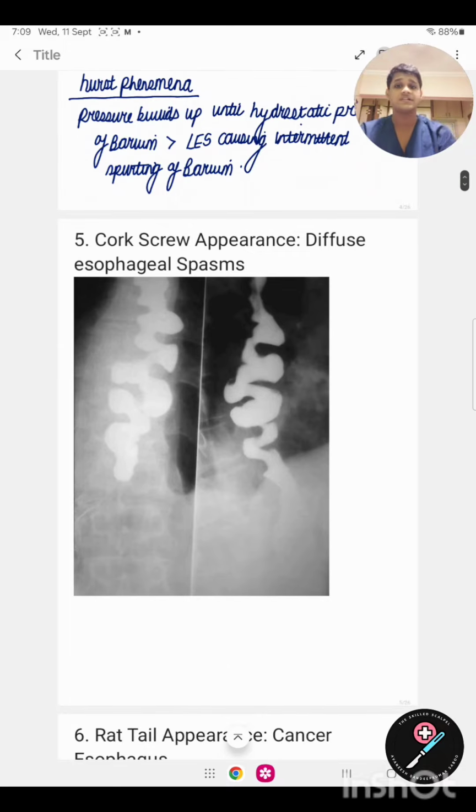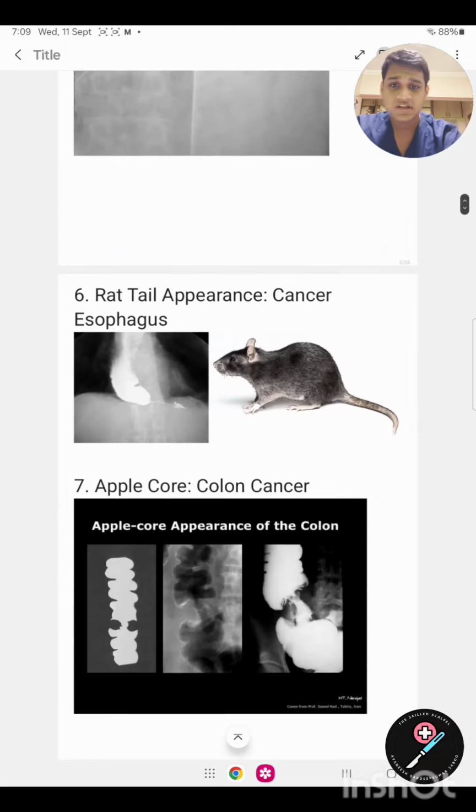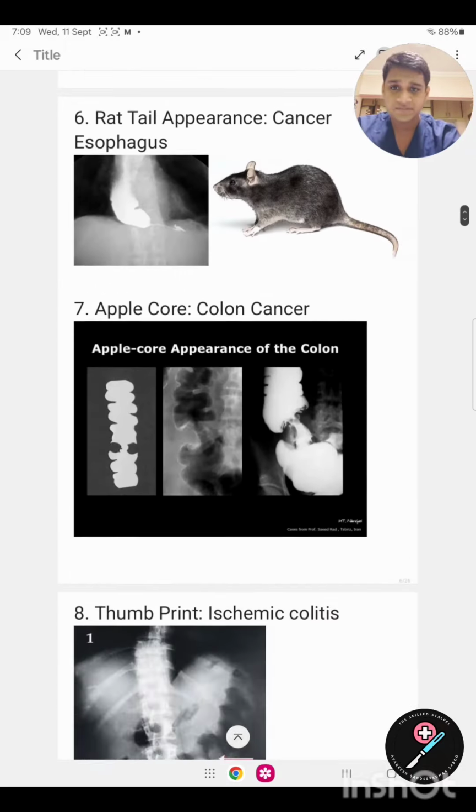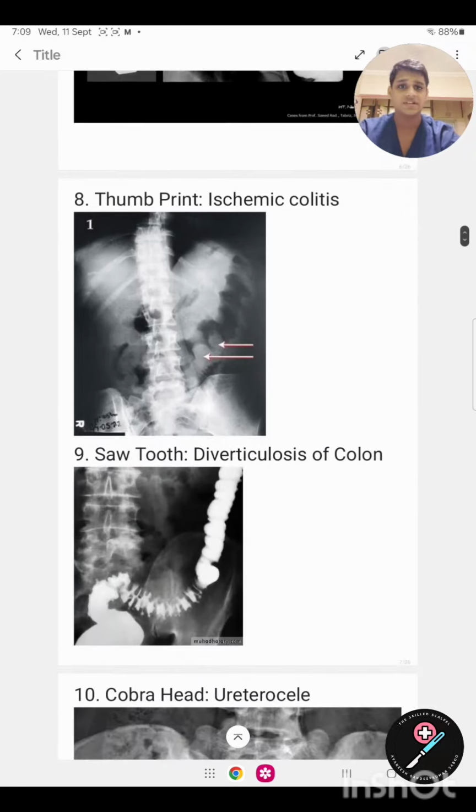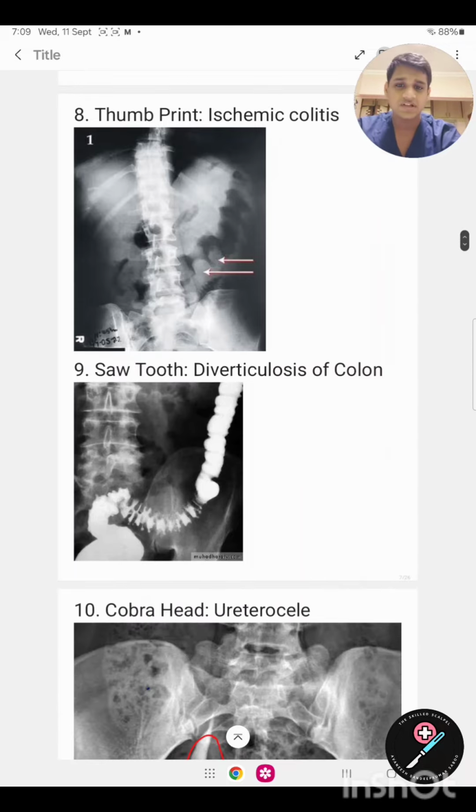The corkscrew appearance seen in diffuse esophageal spasms. The rat tail appearance seen in cancer of the esophagus on barium contrast study. The apple core appearance seen in the colon cancer. The thumbprint appearance seen in ischemic colitis. The sawtooth appearance seen in diverticulosis of the colon. Diverticulae are small sacs protruding from the colon.